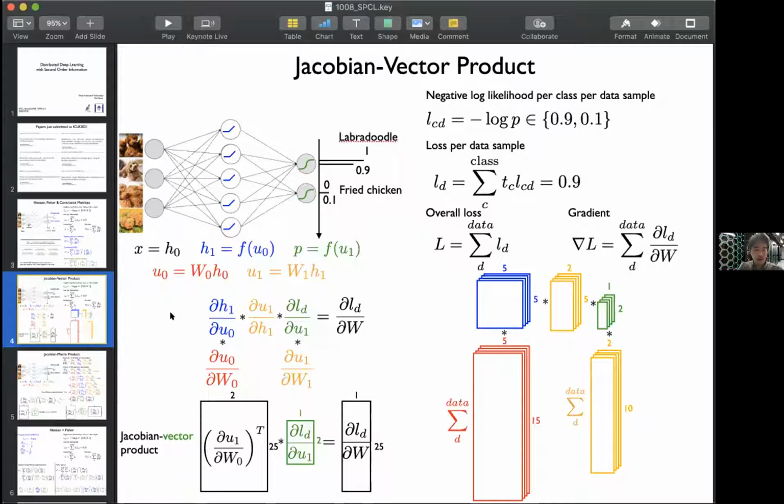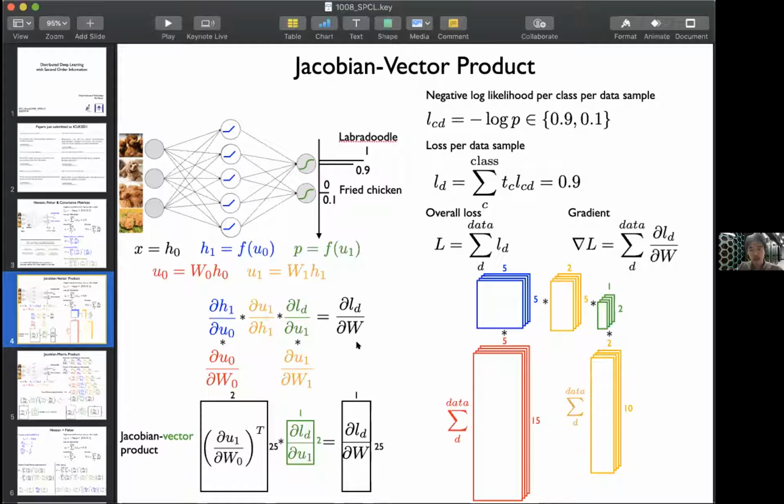And there's this sort of spine of back propagation that propagates through the inputs of all the layers and not the parameters. So anyway, if you describe the back propagation this way, it's actually doing a matrix vector product, where the matrix is the Jacobian of U1 with respect to the derivative of W0. And so you can view this as a matrix vector multiplication.